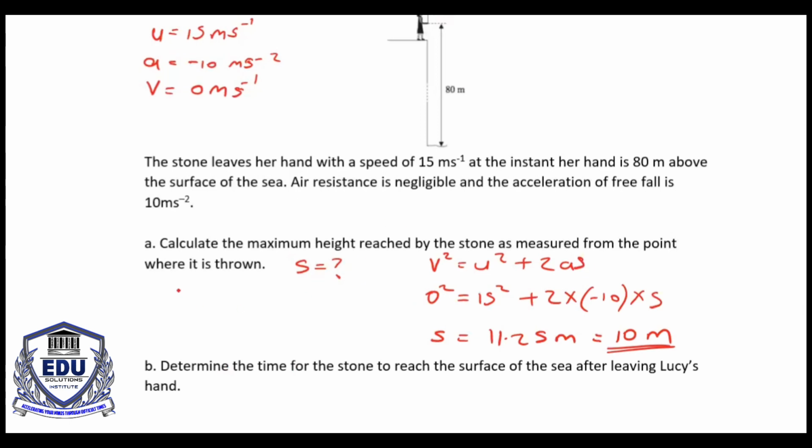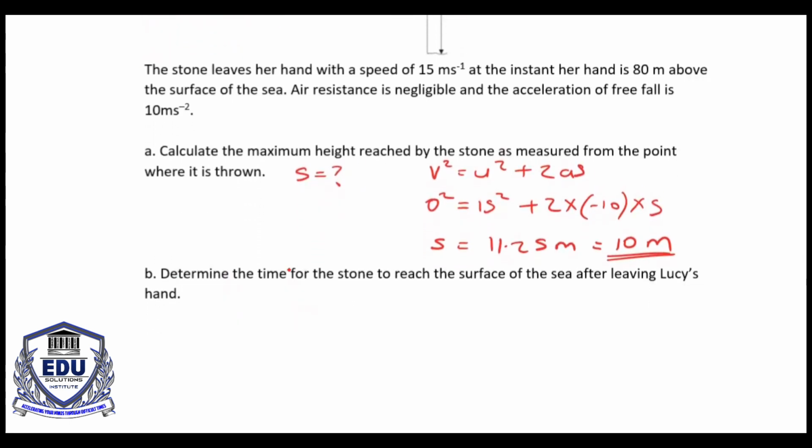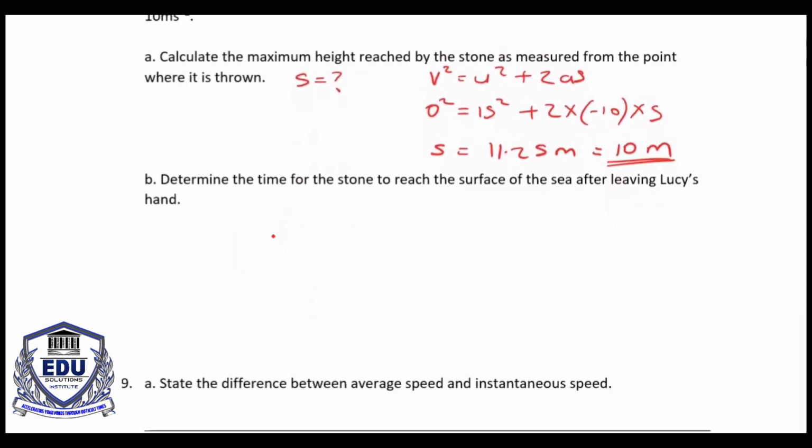All right, next part we say is to determine the time for the stone to reach the surface of the sea after leaving Lucy's hand. So in this case, we're going to find the time to go up and add it to the time to go down, right? So let's do time to go up. And time to go up, we can use a formula that's V minus U over A, which makes it V, which is 0, minus U, which is 15, over minus 10, we get 1.5 seconds.